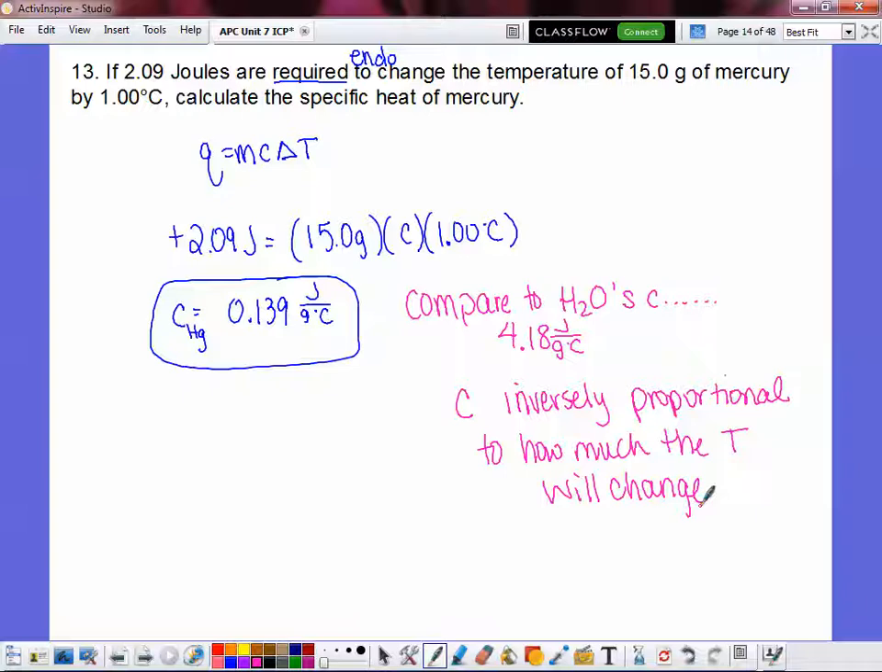Which is why, when's the best time to go to the beach? When in the summer? In August, September, later in the summer, because you've given the water all summer long to heat up. It takes a long time to heat up water and for it to cool down. It retains its heat for a while because it has such a high specific heat.